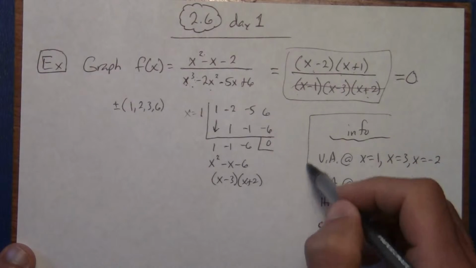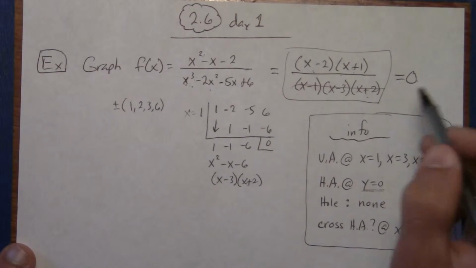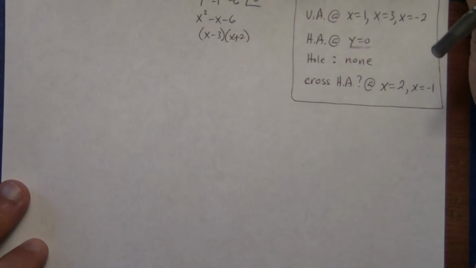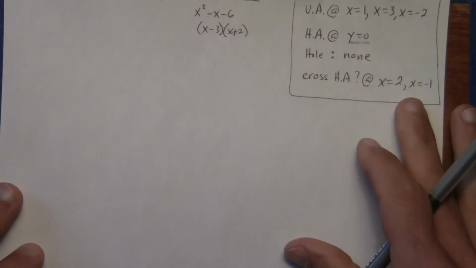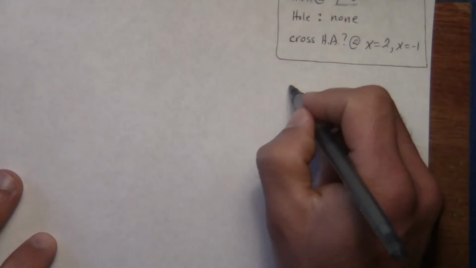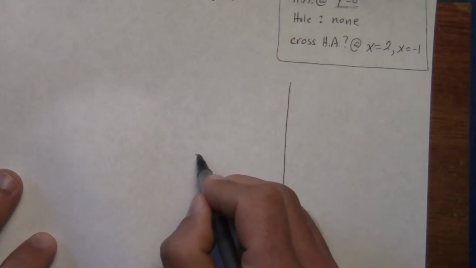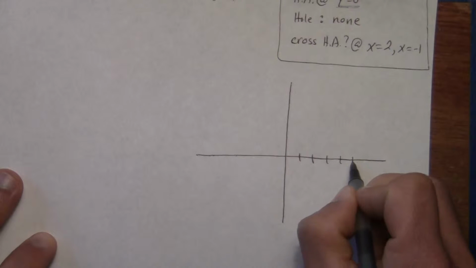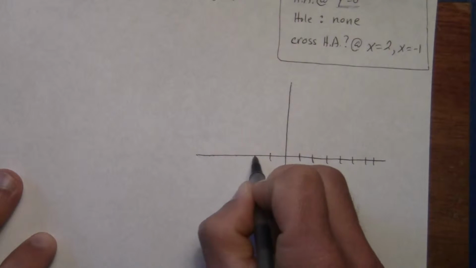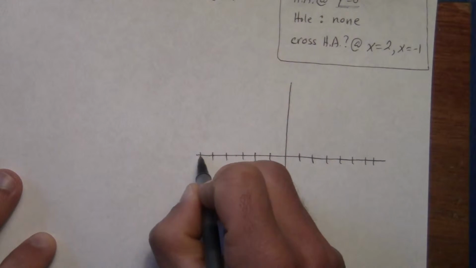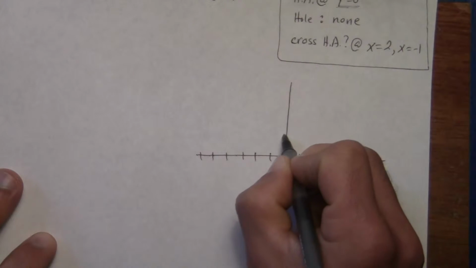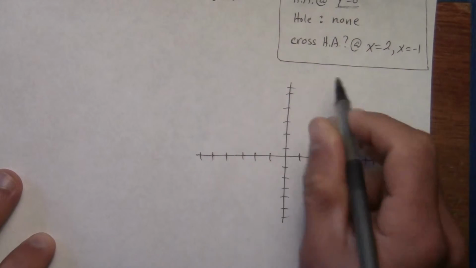And now I've got all of my important information. I can go ahead and set up my graph using that information. So I am going to do that right below it here. It's not overly important that I have tick marks that are evenly spaced, but you want to try to keep it as uniform as you can. Once you get all of your tick marks in, you can go ahead and start graphing your asymptotes.